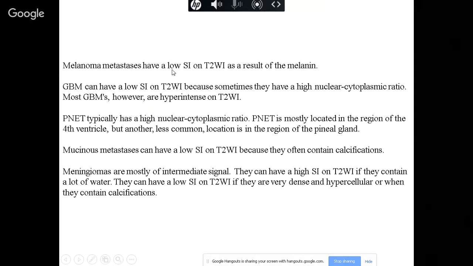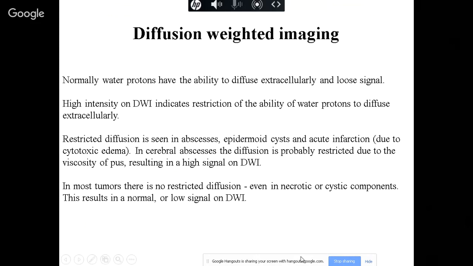Melanoma, low signal on the T2 because of the melanin. We mentioned this GBM, because of the higher nuclear cytoplasmic ratio. Am I right? PNET, mucus, we just mentioned that. All right, now diffusion weighted imaging.